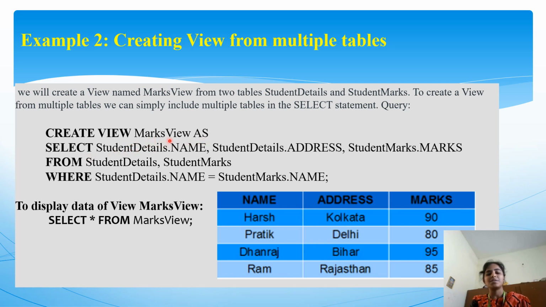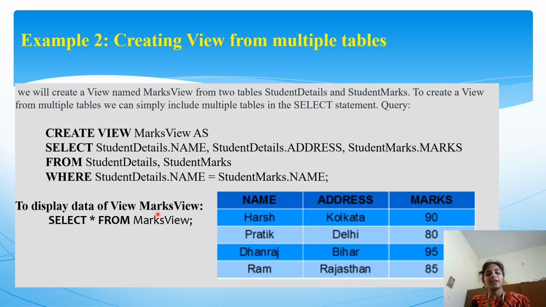So here the view name is marks view. We have selected name and address from the student details, and marks from the student marks table. Here name and address will be retrieved from student details, and marks will be retrieved from the student marks table. From student details and student marks, these are the two table names. Where condition, here also we can use the condition statement: student details name equals student marks name.